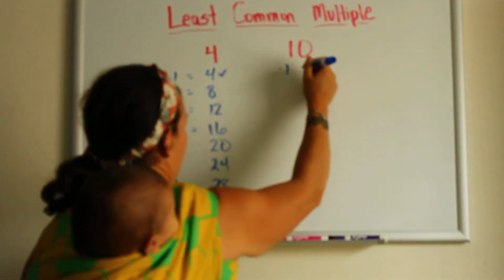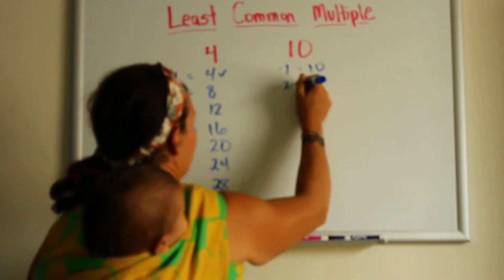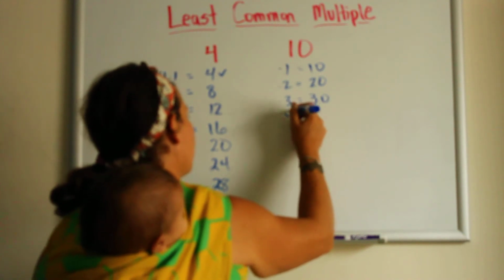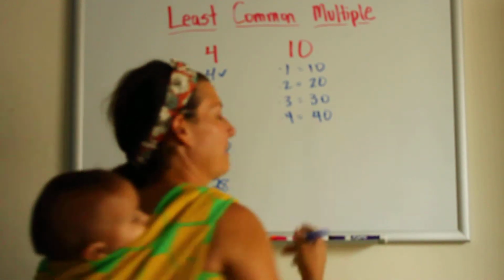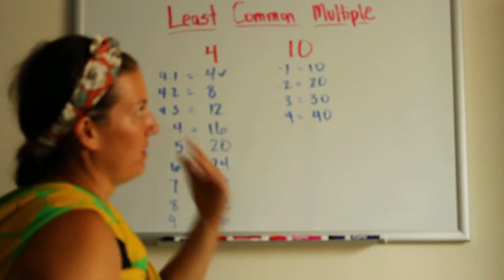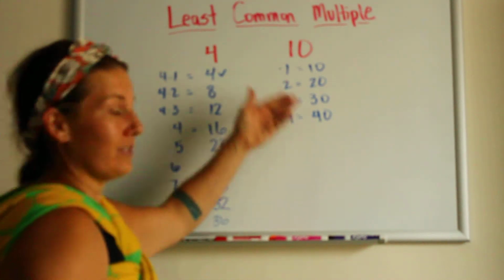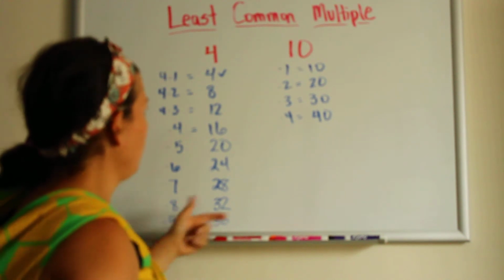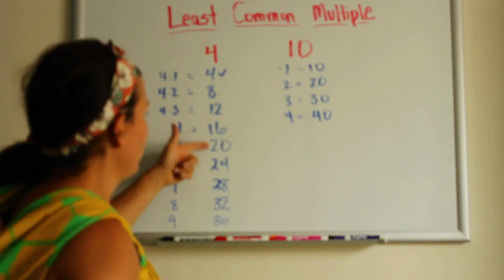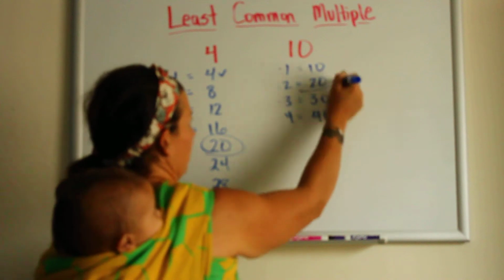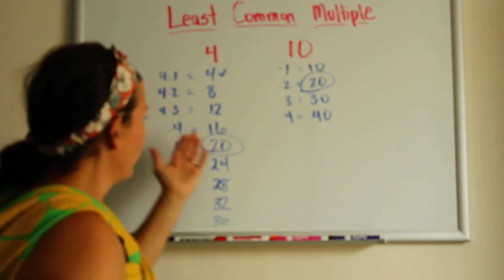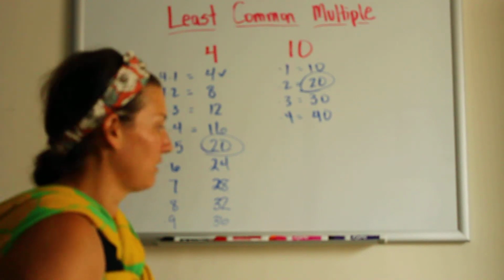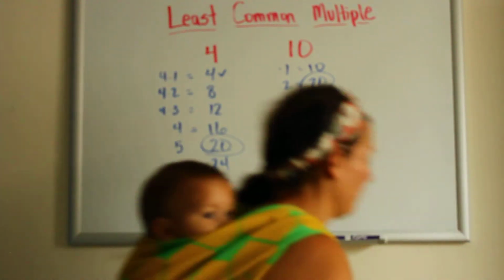10 times 1 is 10, 10 times 2 is 20, 10 times 3 is 30, 10 times 4 is 40. And again, that will be the highest we have to go if there's nothing else in common prior to that. So since this list is shorter, I'm going to start here. 10 is my first one. I don't have a 10 over here, so I go to 20, and sure enough, 20. There we go. That's the very first multiple that's in common between the two numbers, so that would be considered the least common multiple. Let's look at another example.